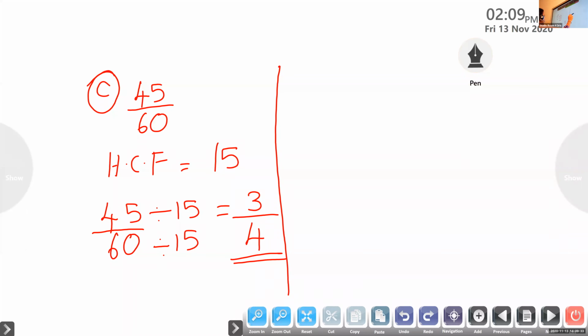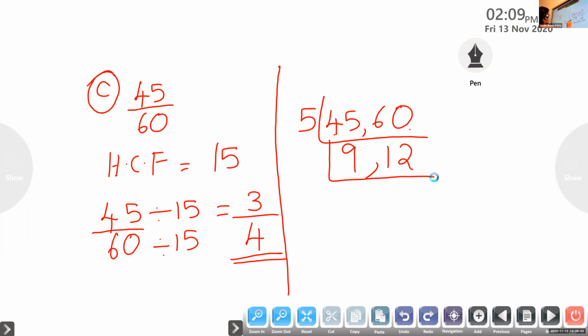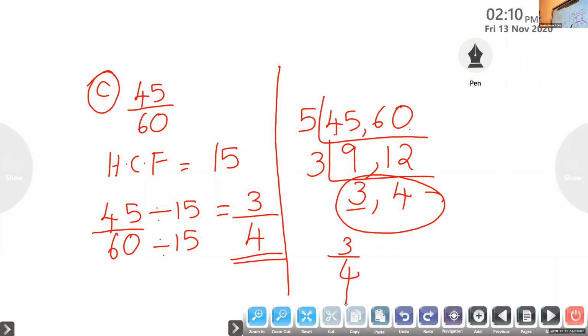Now, if you want to check, 45 and 60, the answer is 15. Both the numbers can be divided by 5. Again, we can take 3. 3 3s are 9, 4 3s are 12. So, children, look here, this is the lowest form, 3 by 4.